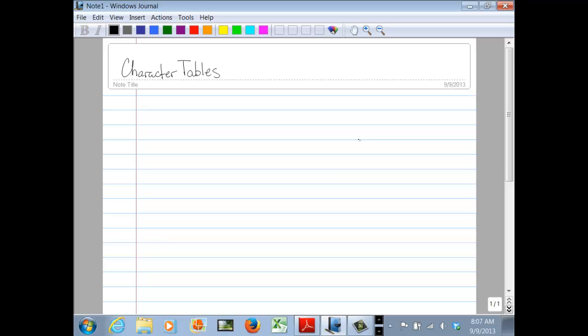So I handed out to each of you 3 different pieces of paper. One of them was the first page of character tables in your textbook. It's actually page 801 of your textbook. Those are character tables for a couple of the C and D groups, and then some of the other ones below it. So that's what a character table looks like.